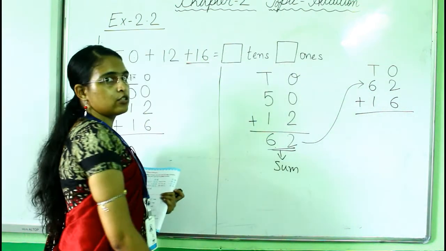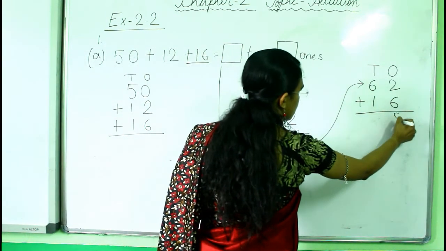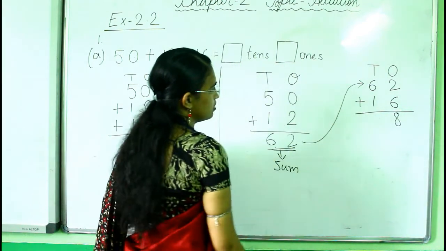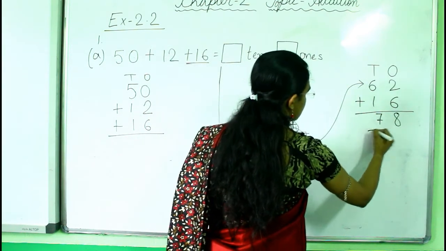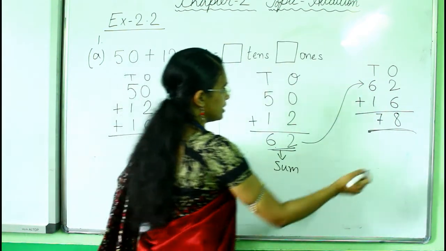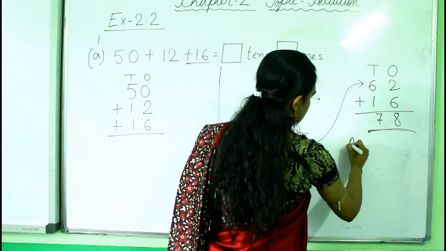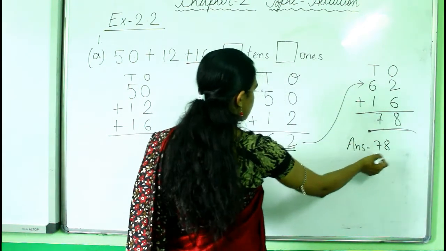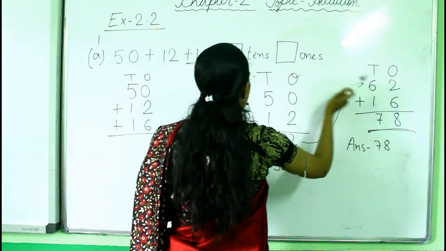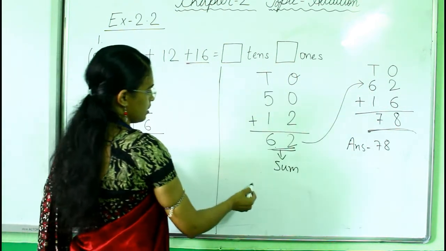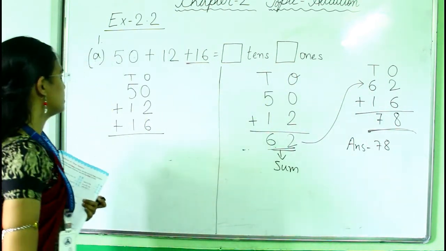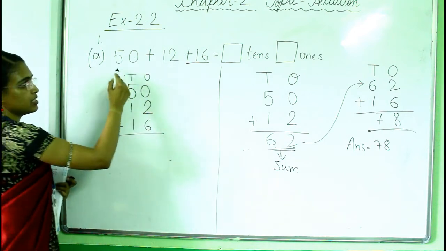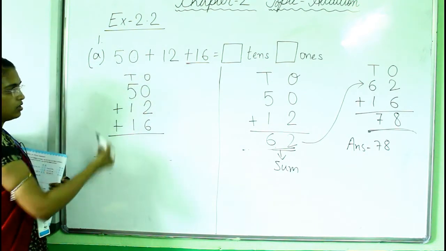So 6 plus 2, 8, and 6 plus 1, 7. So the answer is 70, sorry, the answer is 78. So in this way we can do this sum. This is one process, and there is another process you can use to do this type of sum.